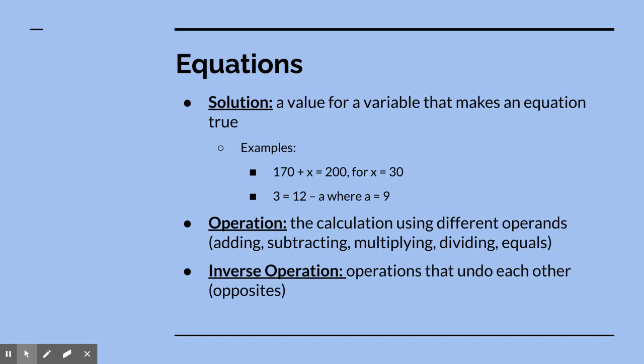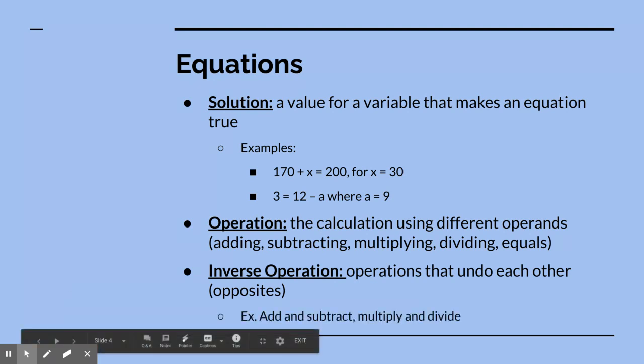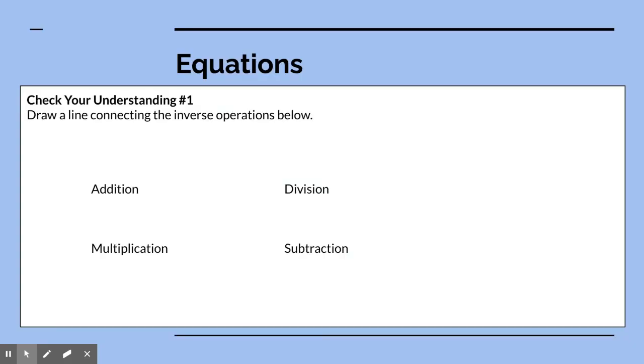And we have to understand operation because then we have to understand what an inverse operation is. The inverse operation is an operation that undoes another operation. It's the opposite. As an example, add to subtract, multiply to divide. So let's check this. On the next slide here, let's check your understanding.